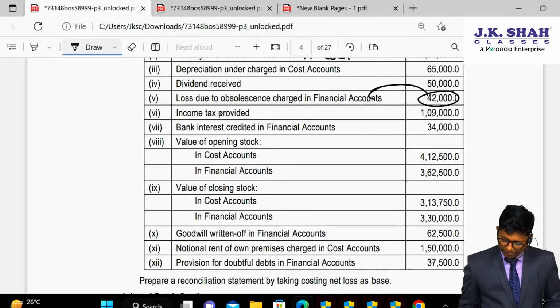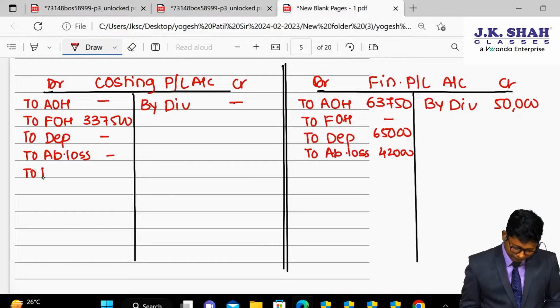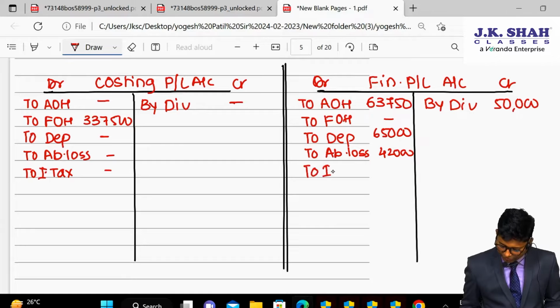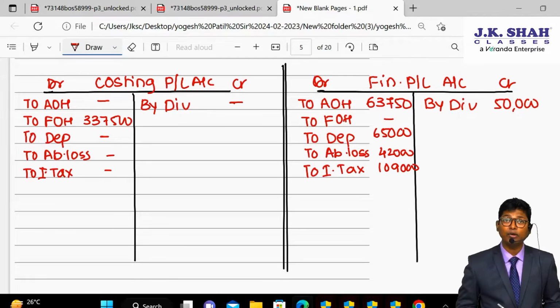After this, income tax is given 1,09,000. Tax we never record in cost because it is not product related expenditure, it is profit related expenditure. So income tax I am recording only and only in financial account, and that amounts to rupees 1,09,000.